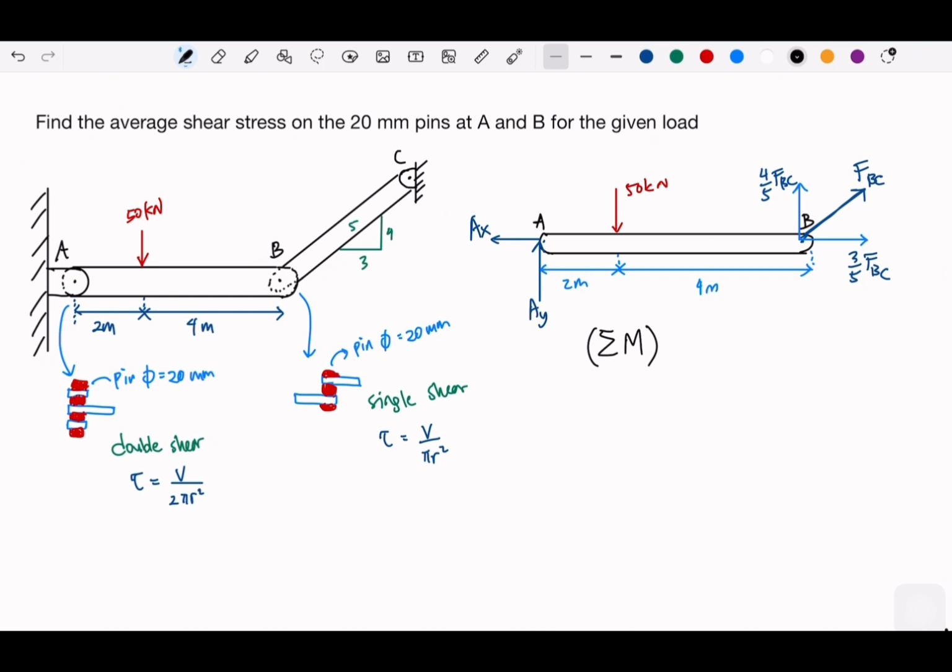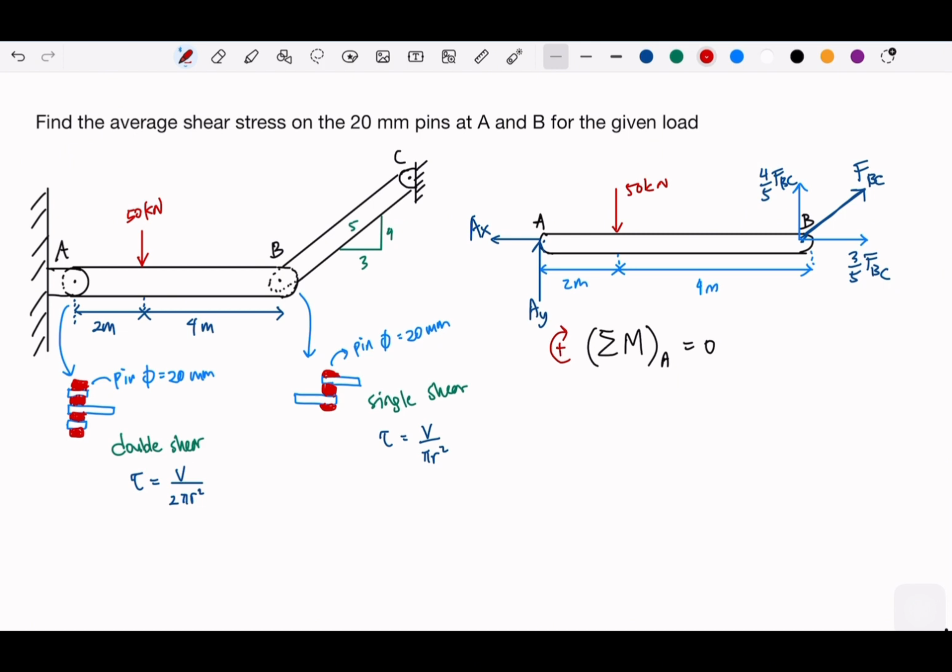So we could start with the moment on either A or B. Both will get the result. If you start with respect to A, then you will get the FBC. If you start with B, you will get the AY, right, for the moment. I think we could just write A, let's say equals 0, and we take this as a positive moment.